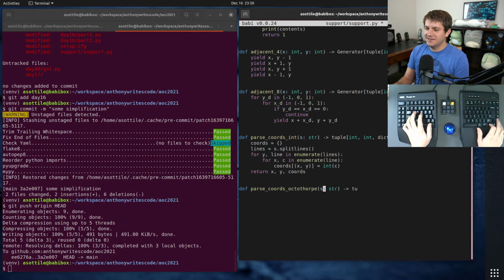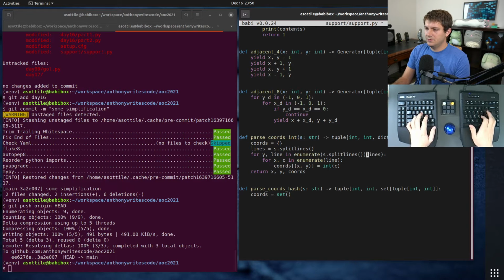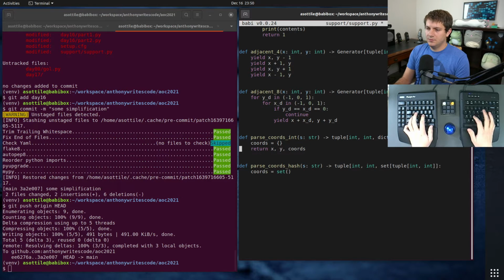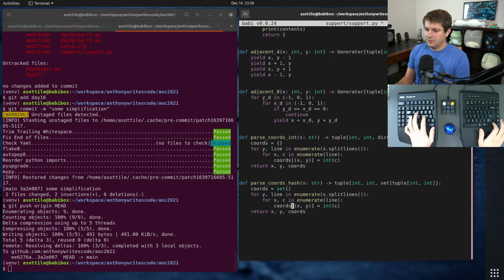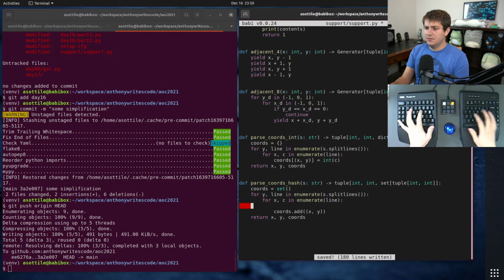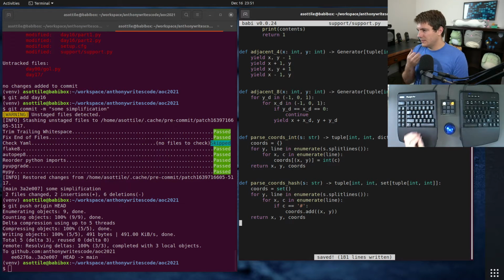Tuple. This is gonna be hard to type. We're gonna do hash instead. Tuple int dict tuple int. Oh no, this should be set. Set that. Words equals set. Yeah, like that.